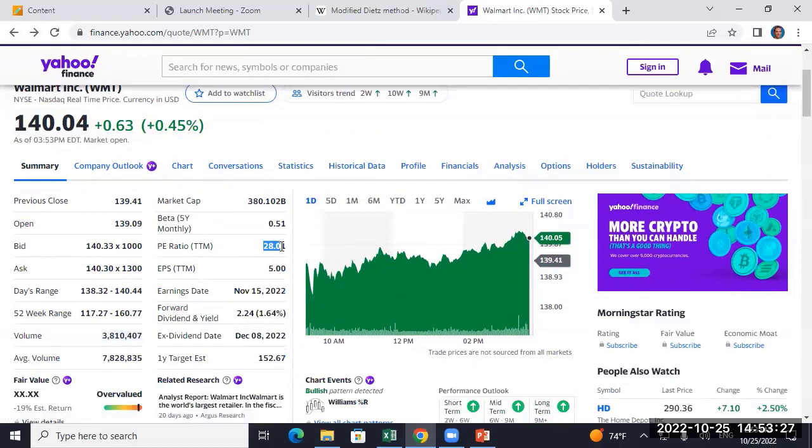28 is a really high PE ratio. We're going to see PE ratios are high for growth stocks. They're also high for low risk companies. Which do you think Walmart is? A high growth company or a low risk company? Probably low risk. I mean, they could be high growth, but they haven't been growing all that fast here.